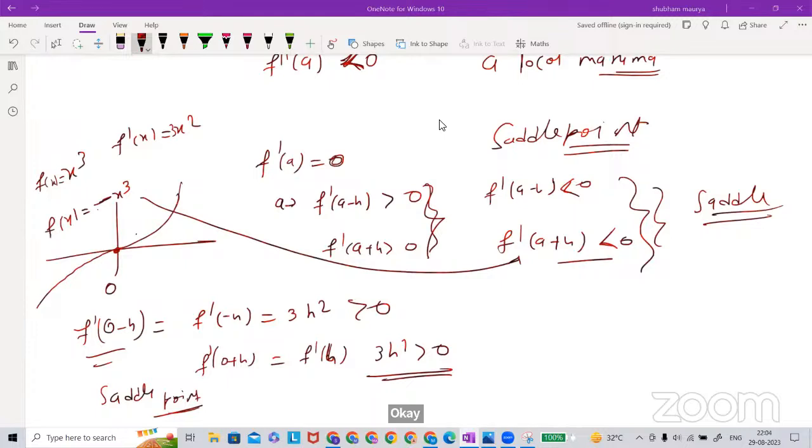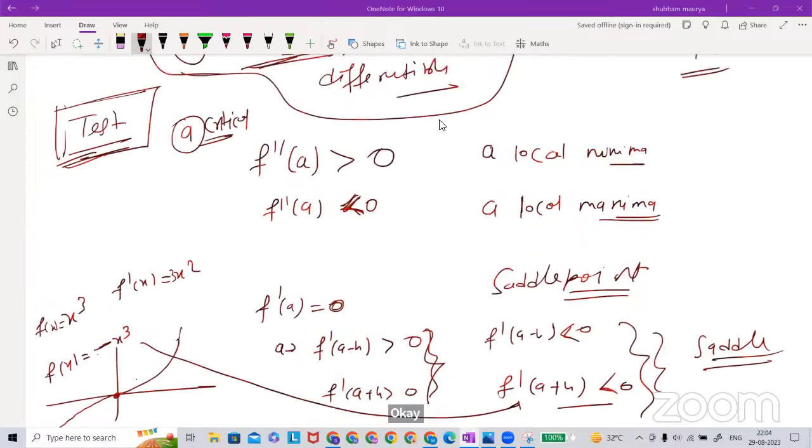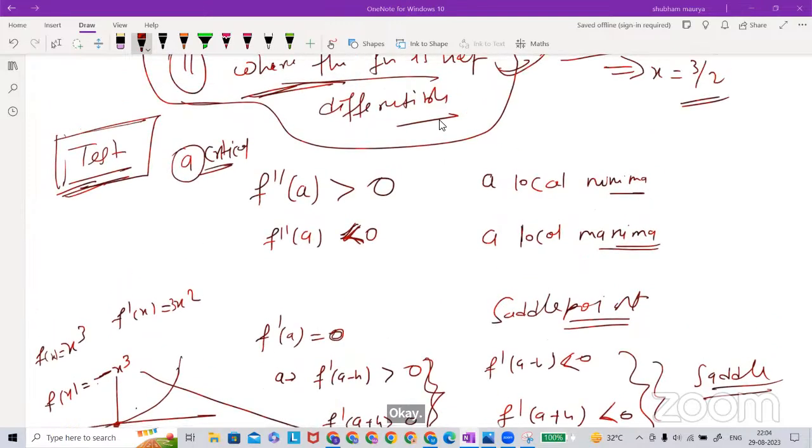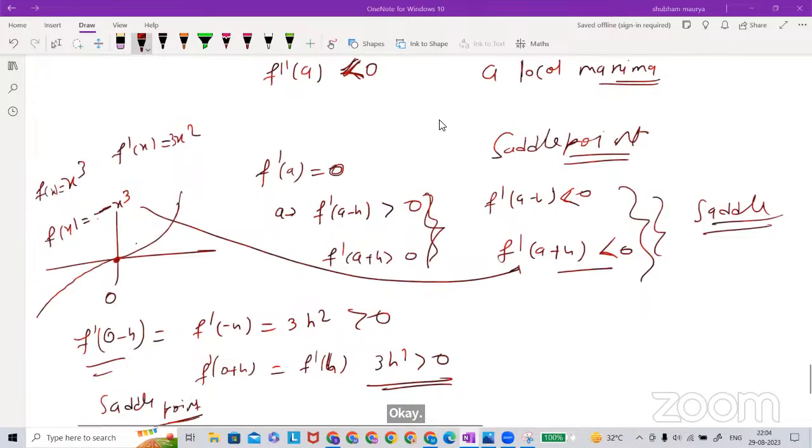Sir, can you scroll down a little? Sir, I want to see a graph. Okay.